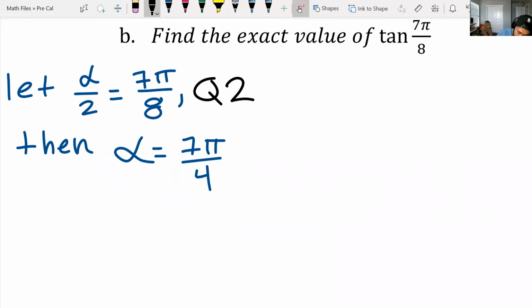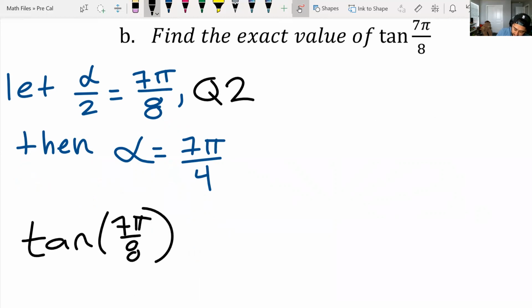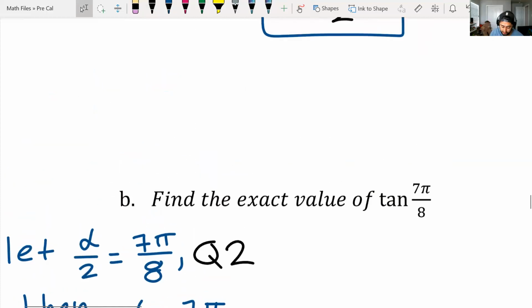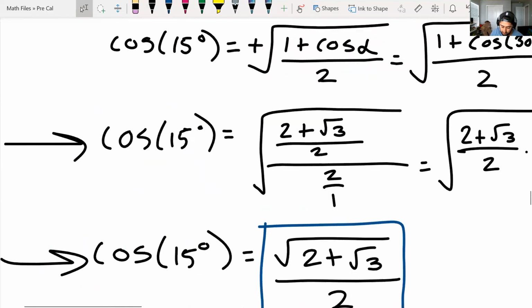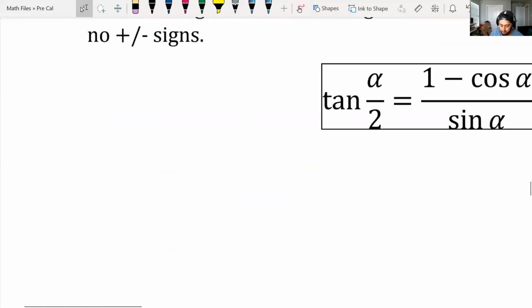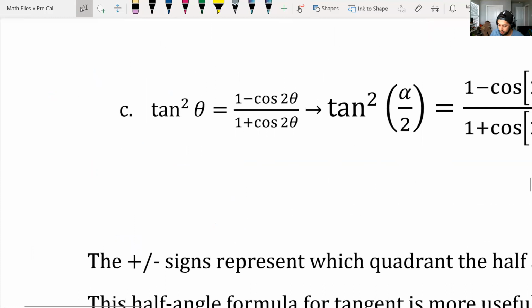Now, let's come back to our problem. We have tangent of 7 pi over 8. Okay, tangent of 7 pi over 8. Okay, so we're going to use both formulas here. I'm going to show you how they work. We're going to use the complicated one first. So we will go with this one.